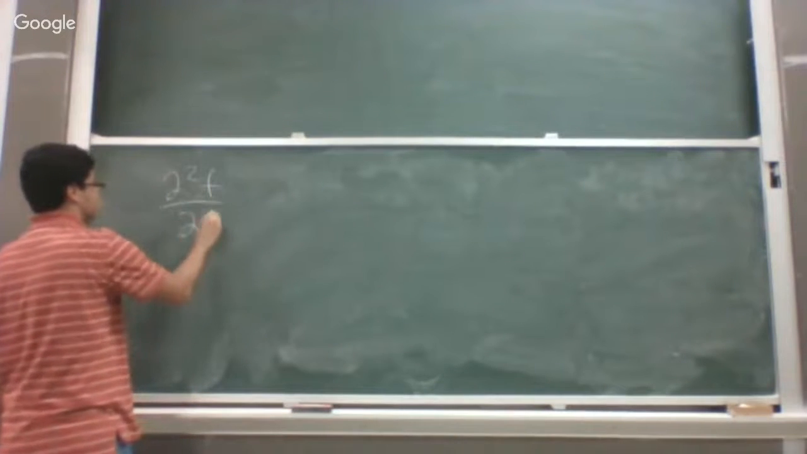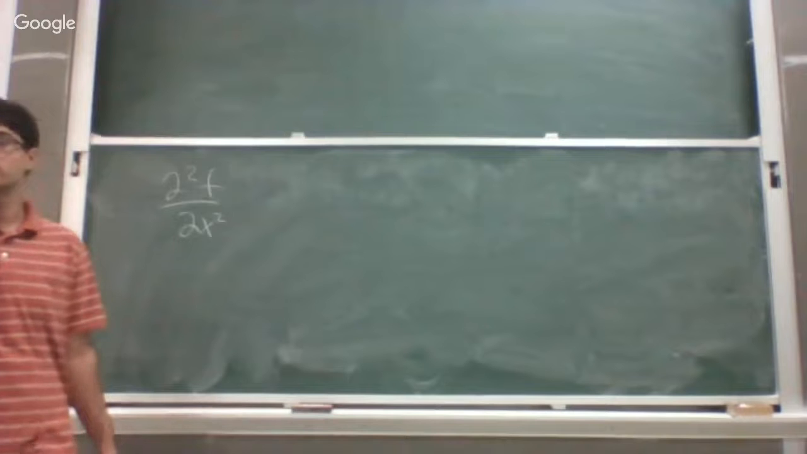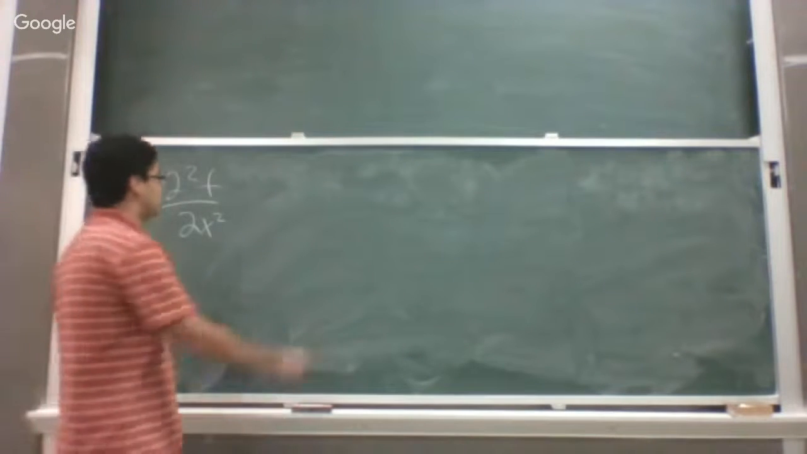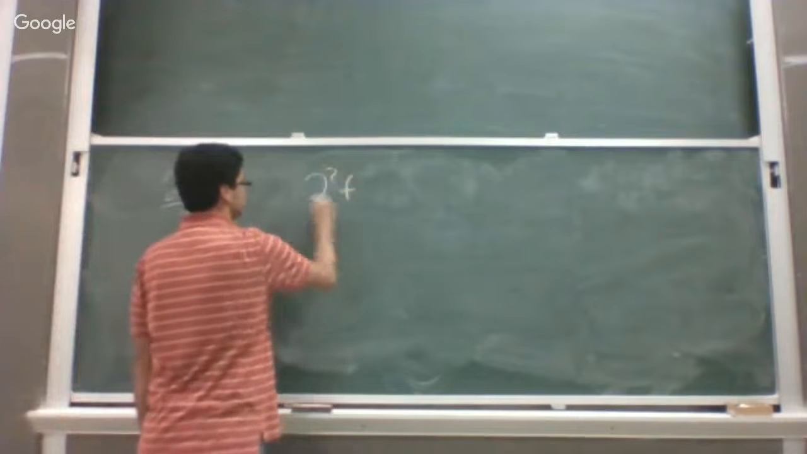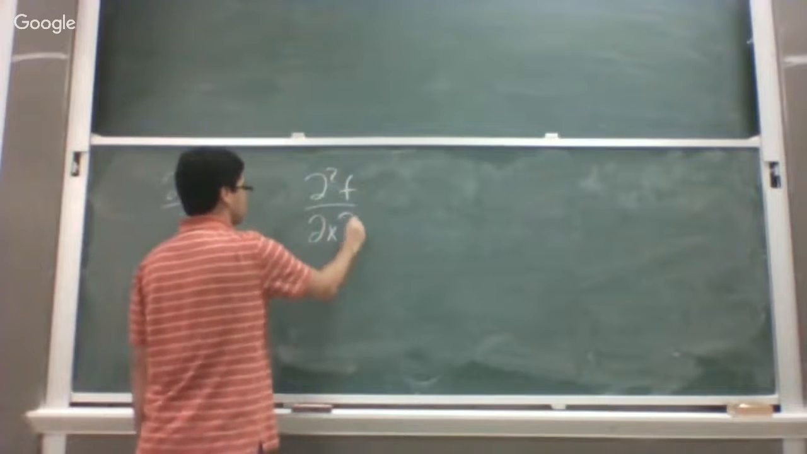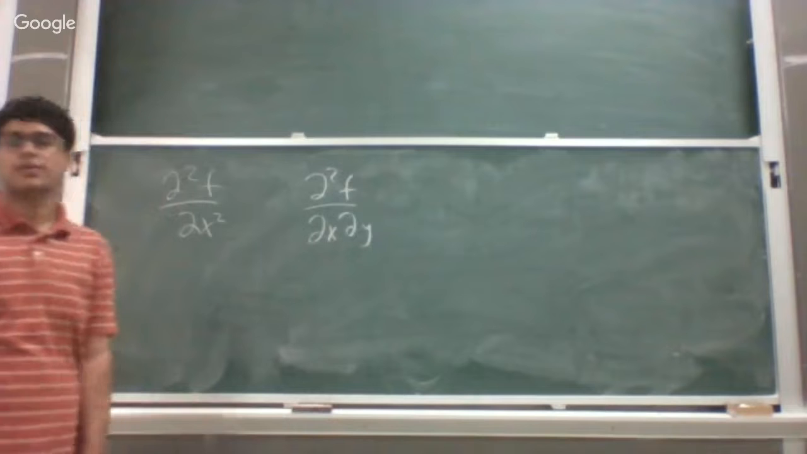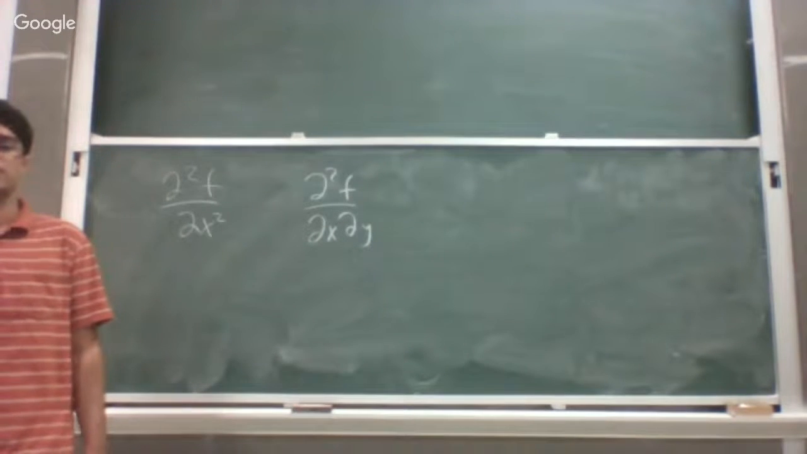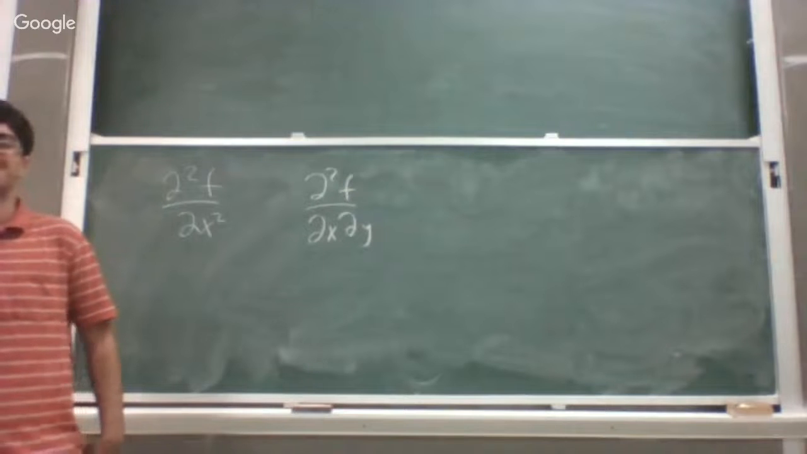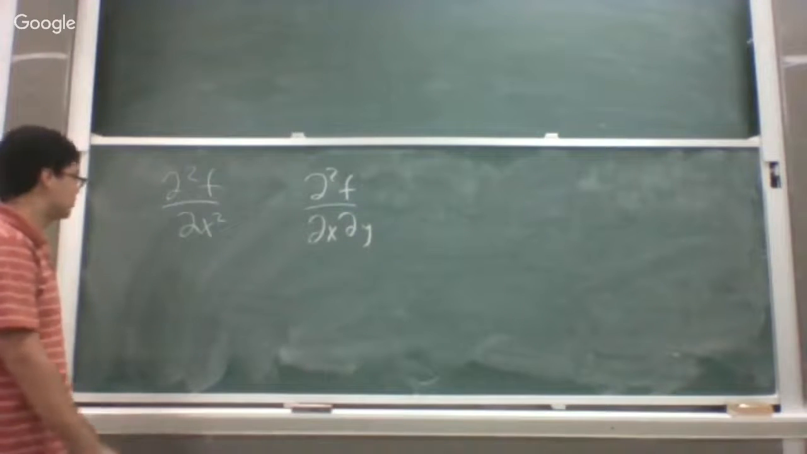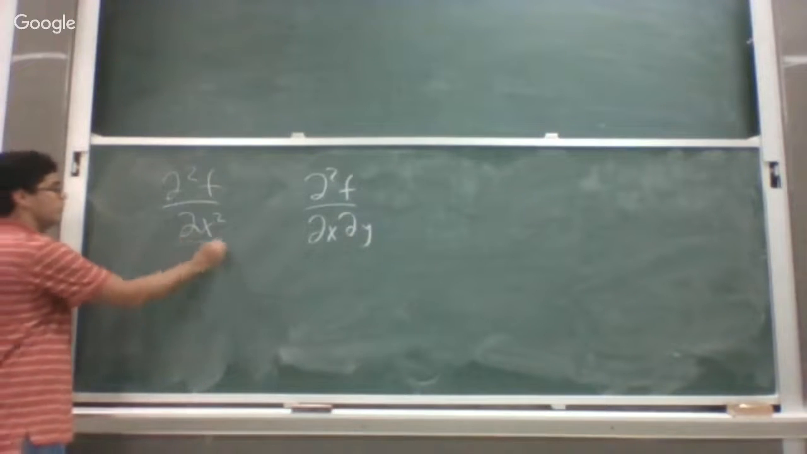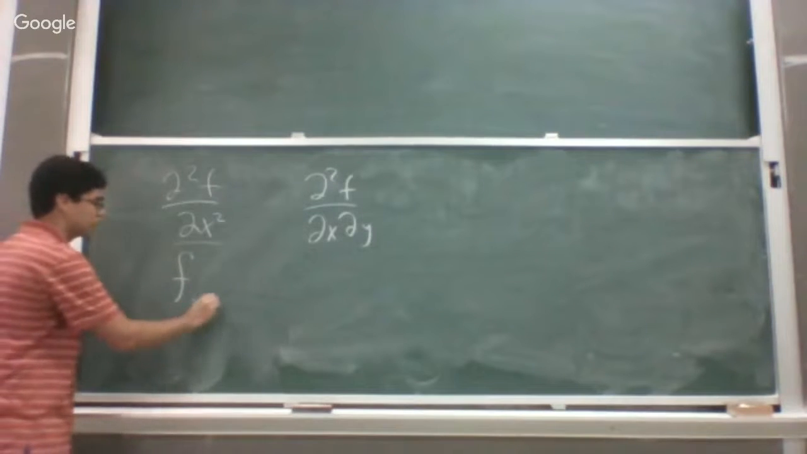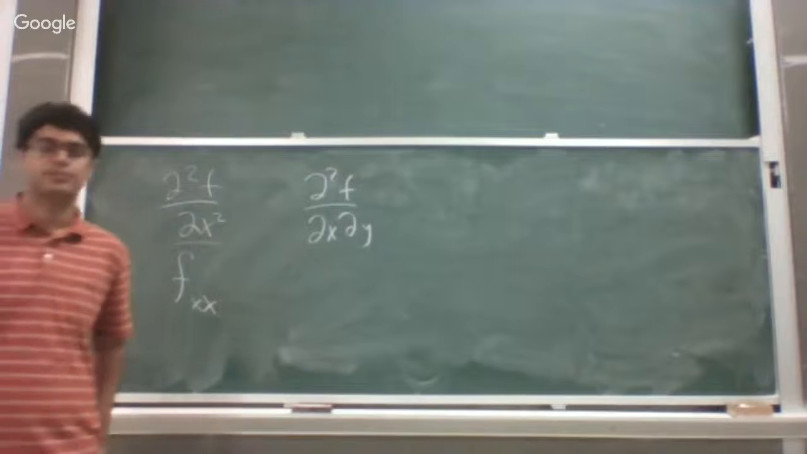We could have second derivatives with both of them being with respect to x. We could also have partial derivatives with one with respect to x, one with respect to y. So if we were to rewrite this with the f function, we have d squared f with respect to x.